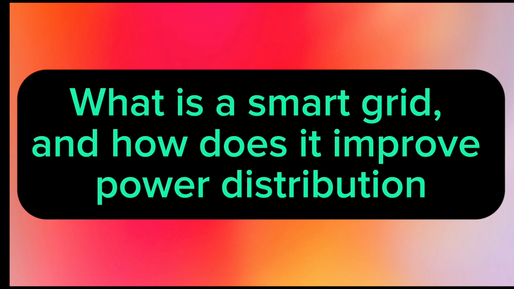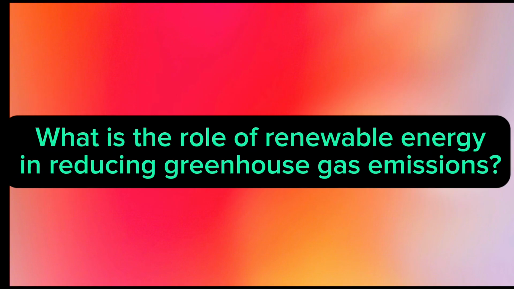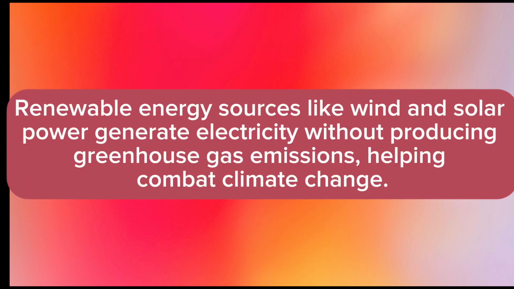What is a smart grid, and how does it improve power distribution? A smart grid uses advanced technology to enhance the efficiency and reliability of power distribution, enabling better control and monitoring. What is the role of renewable energy in reducing greenhouse gas emissions? Renewable energy sources like wind and solar power generate electricity without producing greenhouse gas emissions, helping combat climate change.